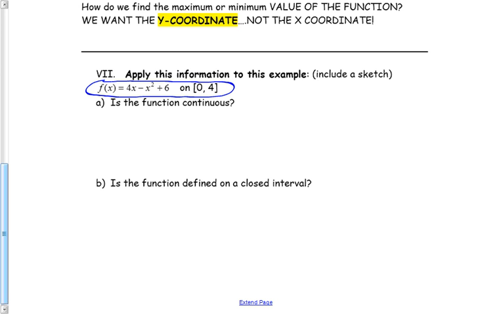Yes. How do you know? Because it's a parabola, and polynomials, aka parabolas, are always continuous on their domain. So is it continuous? Of course it is. It's a polynomial. It's a parabola. And parabolas are continuous. There's no jumps or holes. Now, second question. Is it defined on a closed interval?